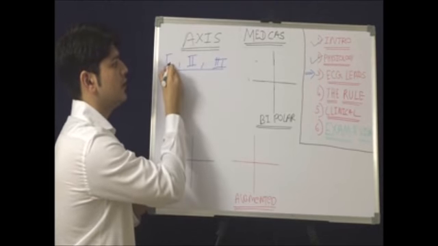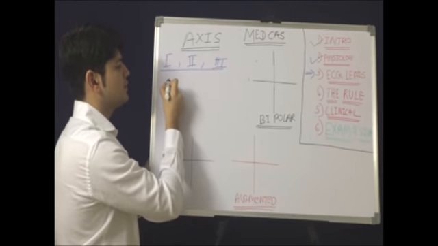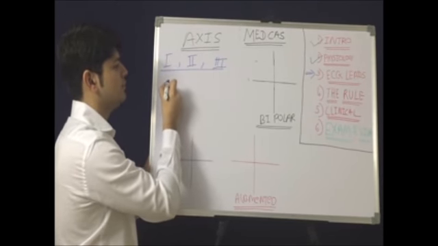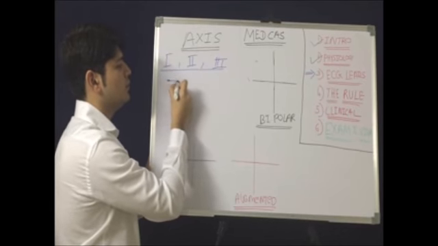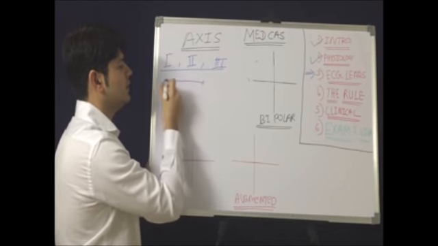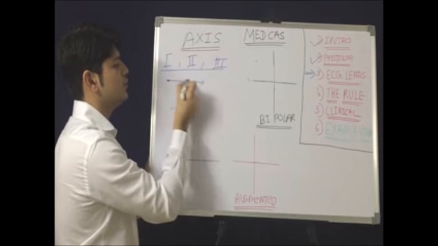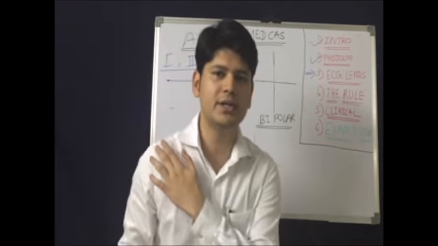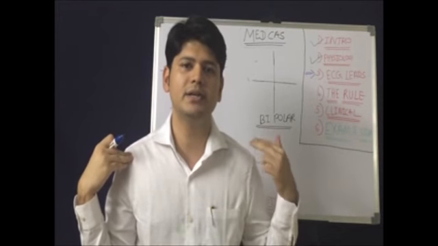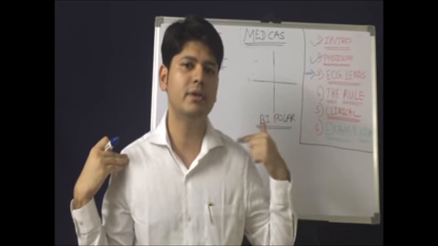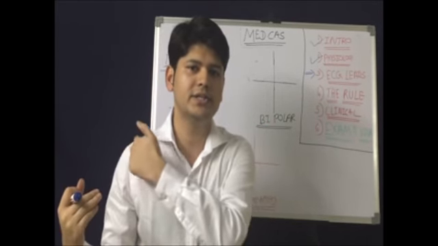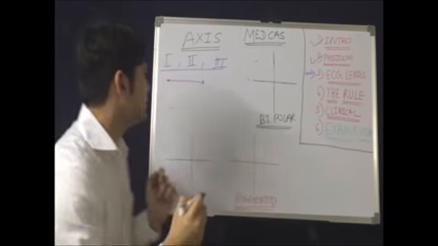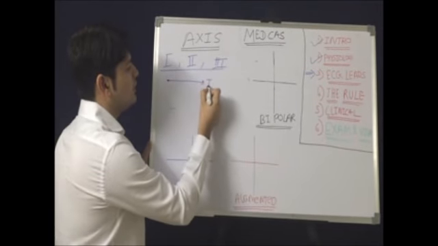Now lead 1 is a bipolar lead, so first we start from the right upper limb and go to the left upper limb, that is, from the right shoulder to the left shoulder. On the patient, one lead will be put here, that's the right upper limb, and the second end of the bipolar lead will be here, that's the left upper limb. So the direction will be this. This is your lead 1.